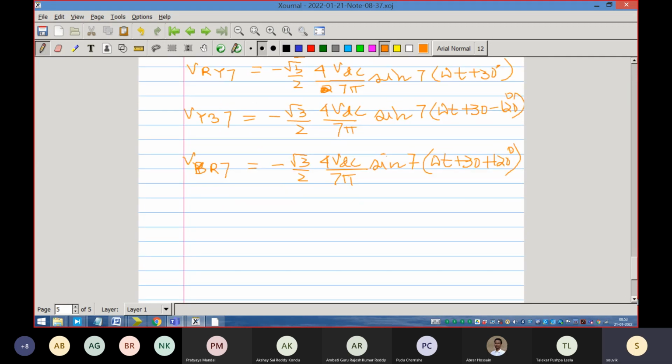So if I do it in a phase sequence way, this will now be located, first one is located at 7 into 30, which is 210. So 210 in positive sense is this way. This is 0. Then I reverse it, because it is minus √3 by 2. So it is here.